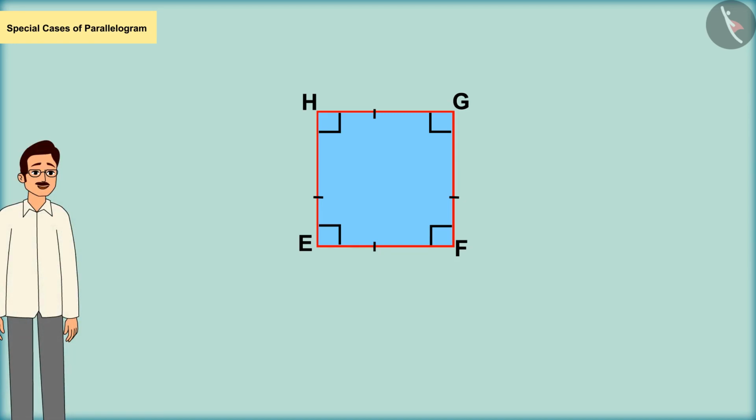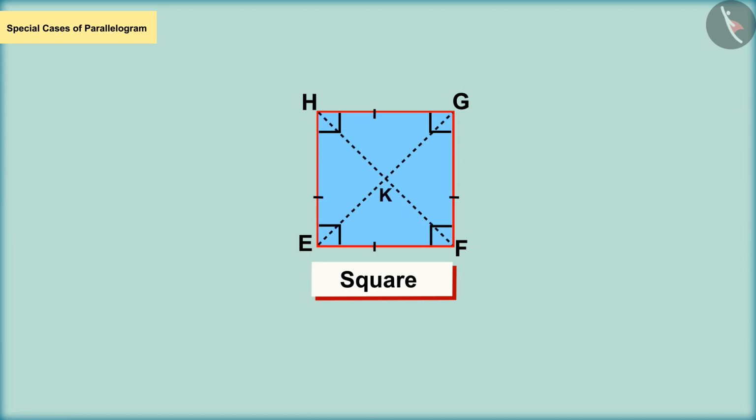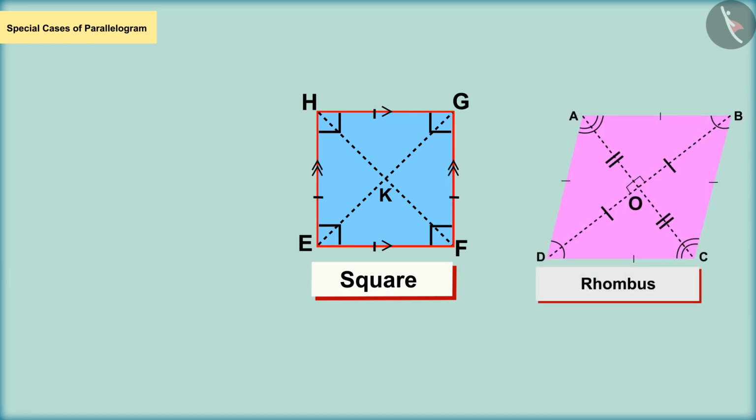Yes, Meena. We call such a parallelogram a square. We can also call a square a rectangle that has the same measure of all arms. Since the opposite sides of the square are parallel, all the sides are of equal measure, and the opposite angles are also of equal measure, these characteristics of the square correspond to the characteristics of the rhombus.